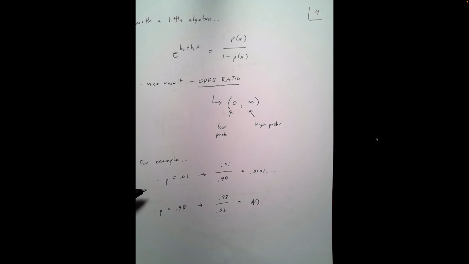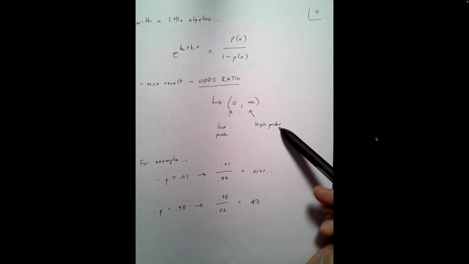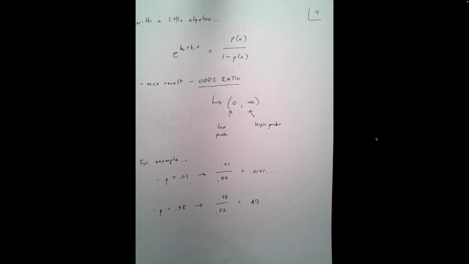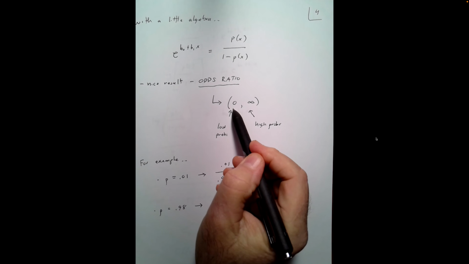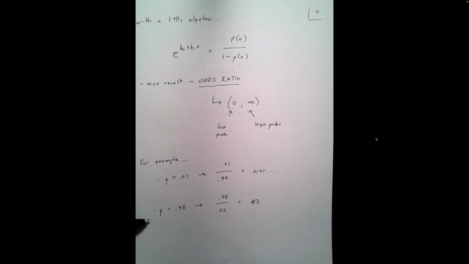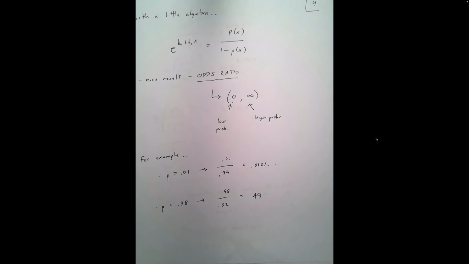Low odds ratios come from low probabilities. Higher probabilities give us higher odds ratios. So for example, if p is 0.01, very low, we can see that the odds would be 0.0101, much closer to 0. If we have a high probability, in this case 0.98, we can see that the odds would be 49, which is obviously relatively higher.